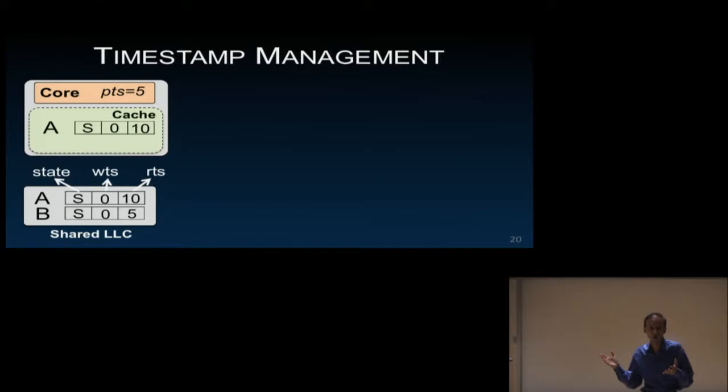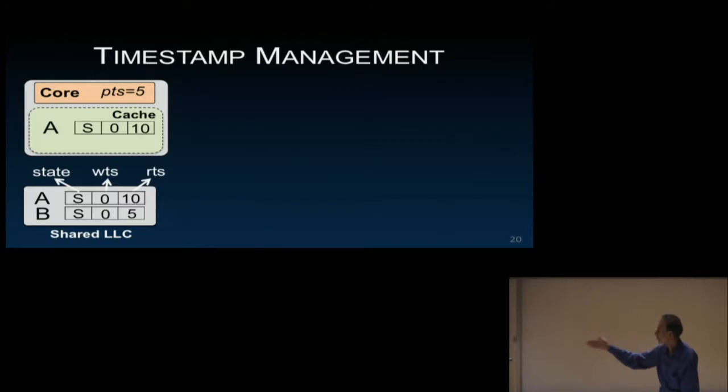So we're going to have a core, which kind of answers your question about PTS. In this case, PTS equals 5. You have a cache in the core. This is about cache coherence. And we have a line that's A. The first letter there says whether it's a shared state or a modified state. And then you've got two other numbers there that correspond to the WTS and the RTS. All right, that's basically it.